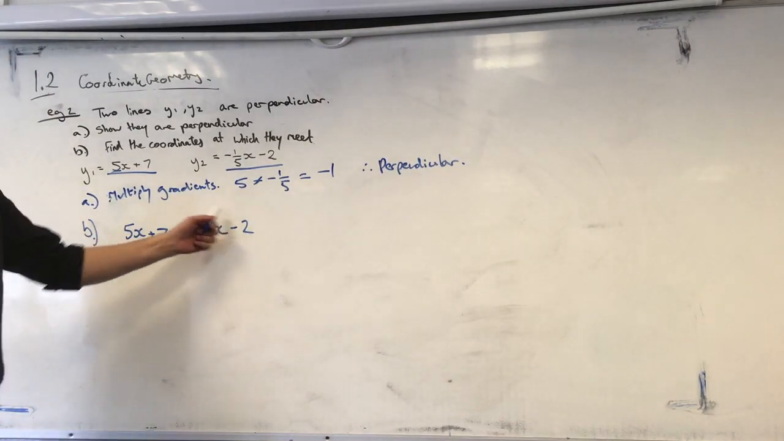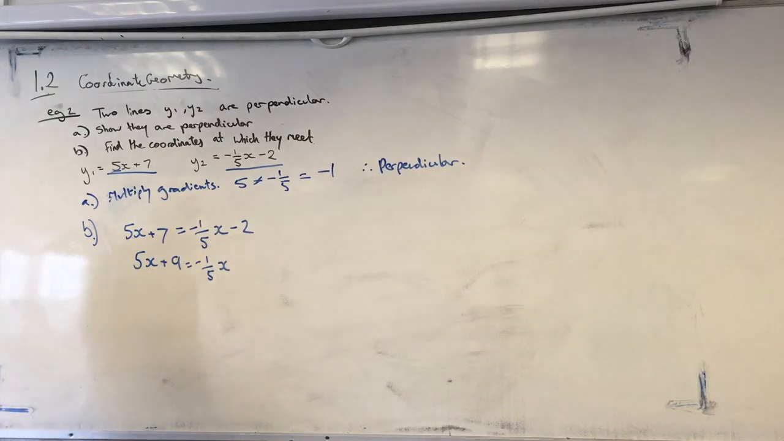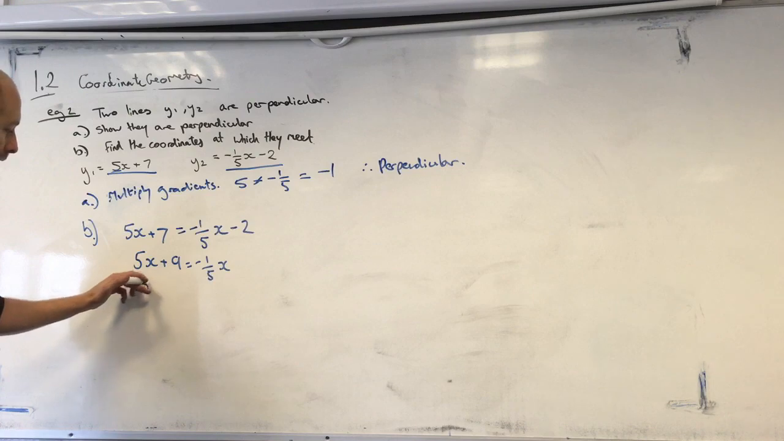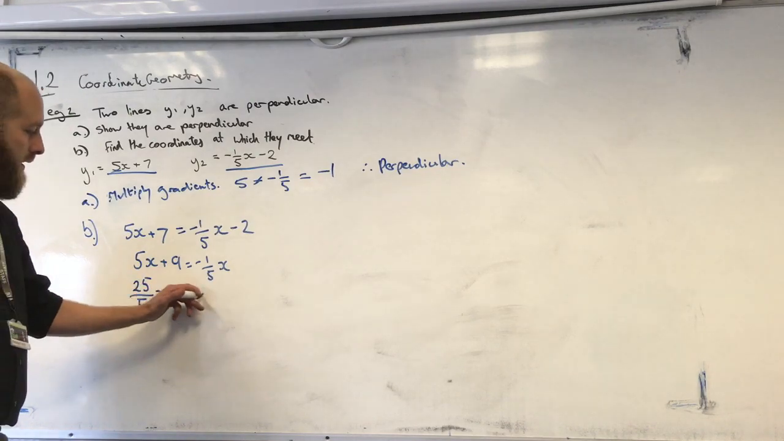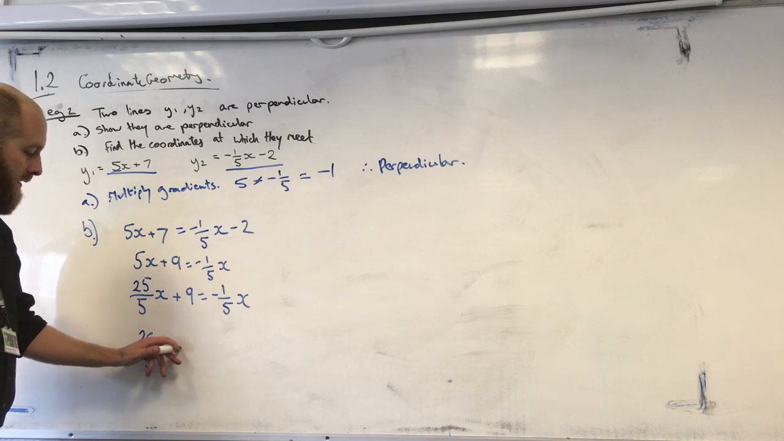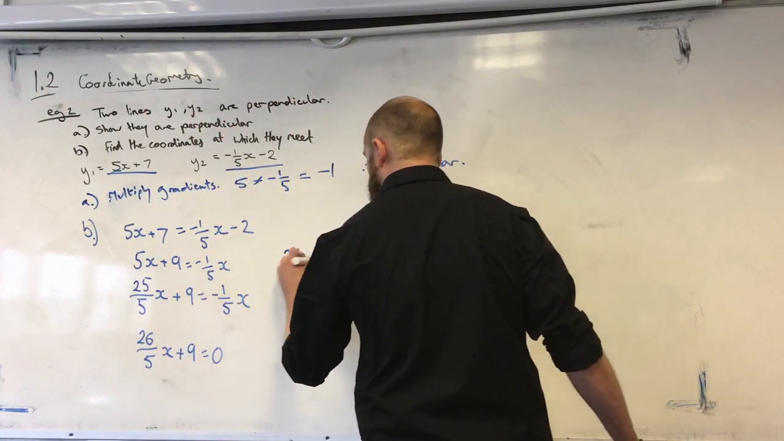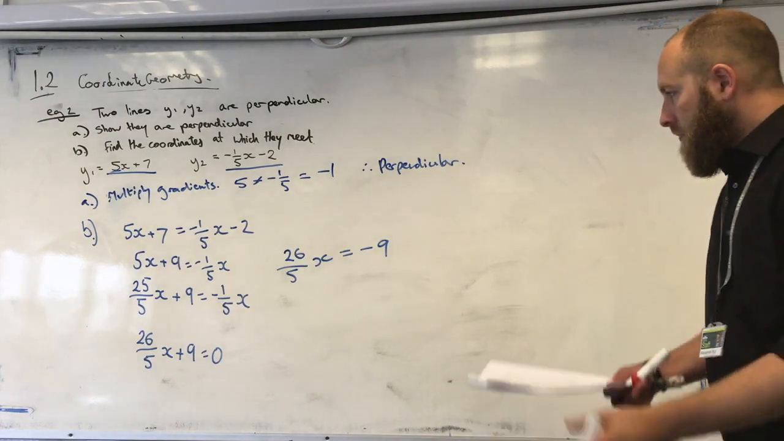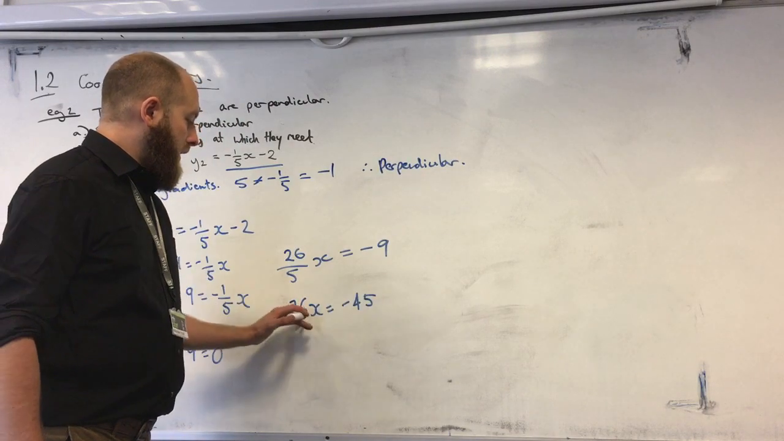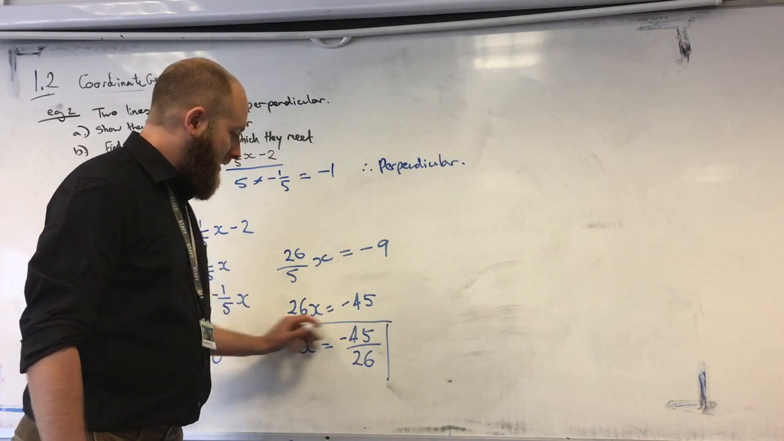So we add 2 to each side. So 5x plus 9 equals minus 1/5 x. We could either times everything by 5, or we could turn 5 into fifths and then add it that way. That might be a nice way of doing it. So 5x is going to be 25 over 5 x plus 9 equals minus 1 over 5 x. We can add that on, so then we're going to get 26 over 5 x plus 9 equals 0. Take 9 from each side, so 26 over 5 x equals minus 9. Times up by 5, so we get minus 45, then divide by 26. Lovely question. It's minus 45 over 26.